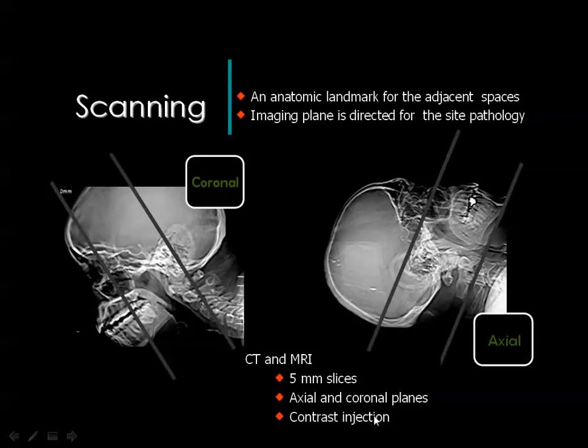Actually, in order to examine the area of the parapharyngeal spaces, you should have the axial and the coronal planes, whether by CT or by MRI. By CT, in the axial image, you start from the inferior border of the mandible and you proceed upward until you reach the skull base. Then in the coronal plane, you cover the area of the pharynx from posteriorly the spine, and you go anteriorly until you reach the mid part of the maxillary sinus, for example. The scanning intervals are every 5 millimeter, and we should have axial and coronal scans, and in many times we need to inject intravenous contrast material.